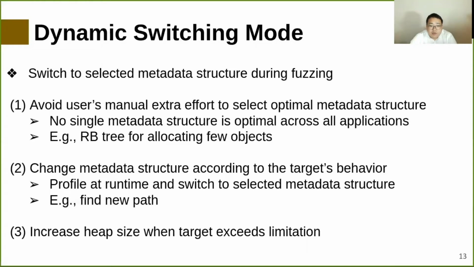Second, dynamic switching mode dynamically changes the metadata structure according to the target's behavior. To be more exact, under fuzzing, the program's behavior can change based on the mutated inputs. So we need to profile at runtime and switch to the selected optimal metadata structure. Last, if the target application exceeds the current maximum heap memory limit, we need to automatically increase the heap size.